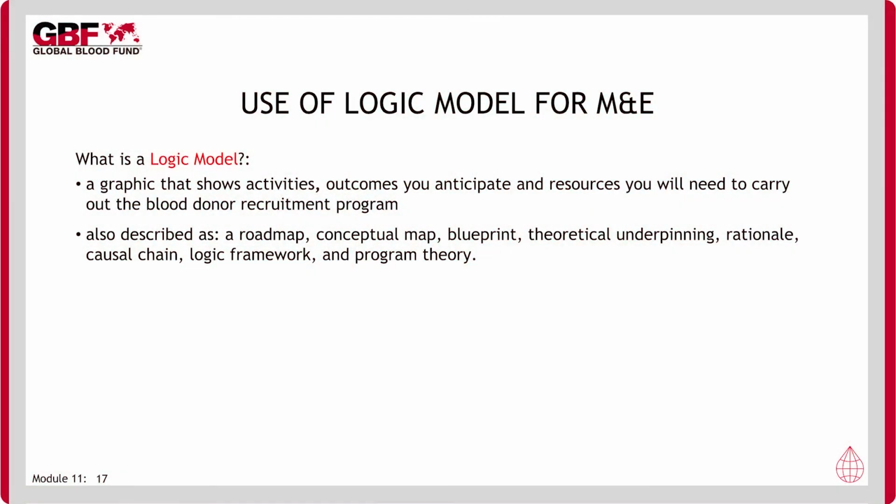There are various ways in which a program such as blood donor recruitment can be described. In this module, the logic model has been selected as the reference model to illustrate the fundamentals that are needed in designing and implementing a comprehensive M&E system for any blood service. A logic model can be defined as a graphic that shows program activities, outcomes you anticipate, and resources you will require to carry out the activities. It can also be described as a roadmap, conceptual map, blueprint, theoretical underpinning, rationale, causal chain, logic framework, or program theory.